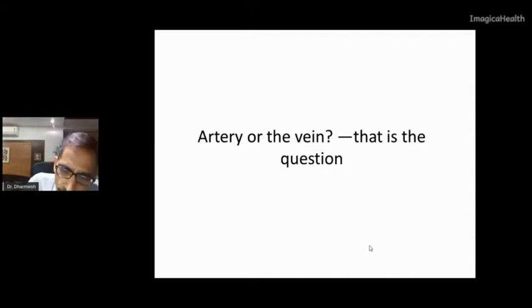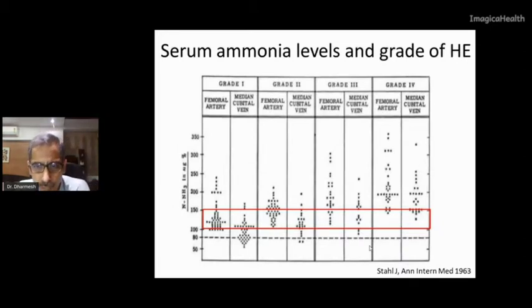So the first question that you need to ask is whether somebody who comes to you with a confused state and who has a background of cirrhosis, what should you be sampling? Is it the artery or the vein? And this is one study which I would like everyone to read. The study was published many decades ago, and it was actually an eye-opener for me while preparing for this particular webinar. So you could see in this study that in various grades of hepatic encephalopathy, the arterial ammonia levels are much higher than the antecubital vein ammonias across the grades of encephalopathy.